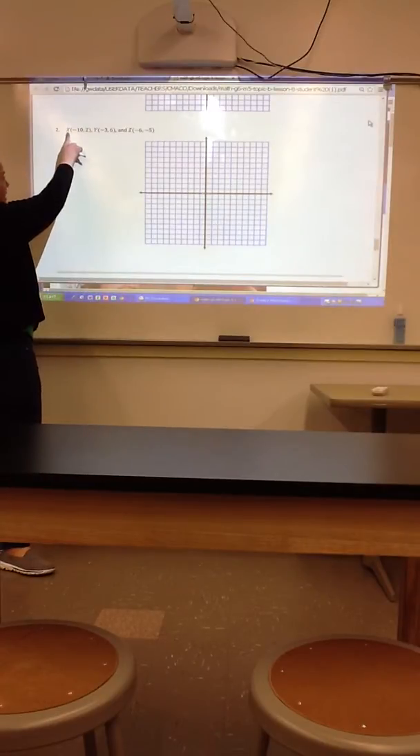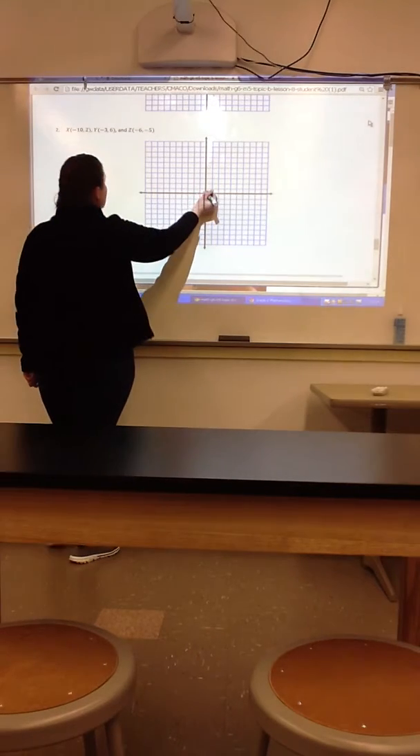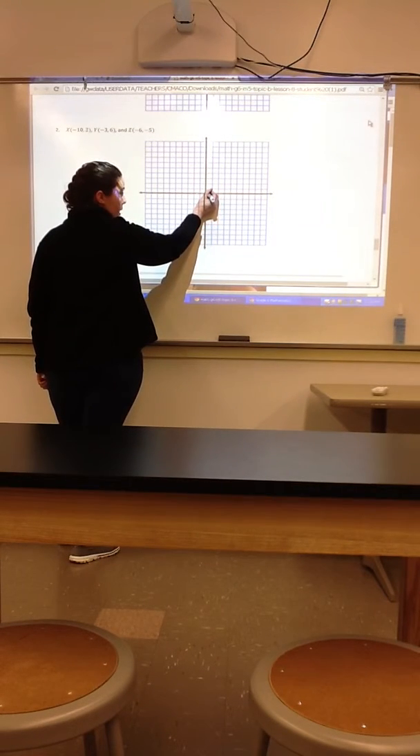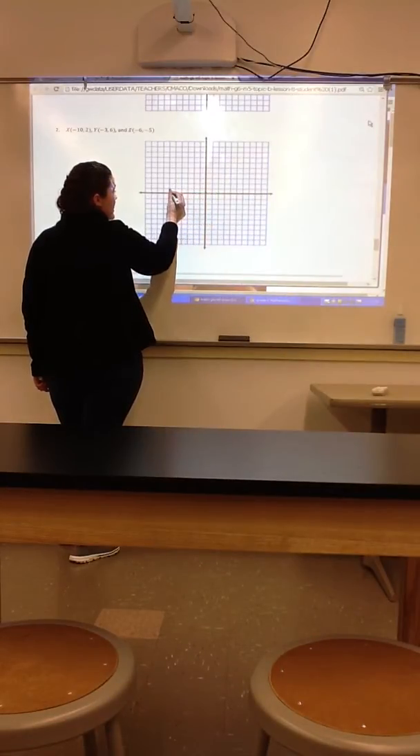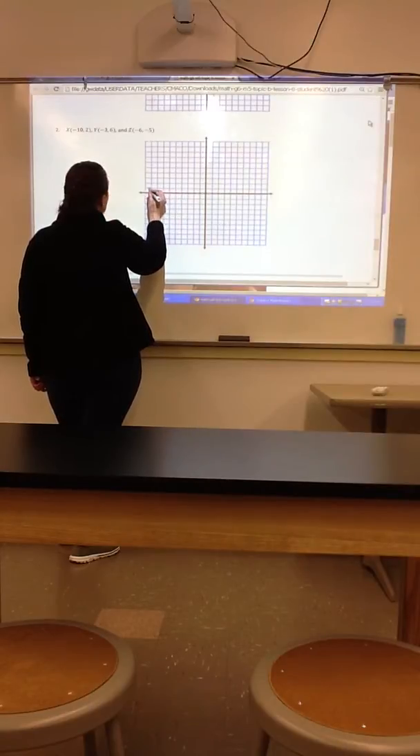So my first point is X, which is going to be at (-10, 2). I want to start at my origin and count over to the left 10 because it's negative: 1, 2, 3, 4, 5, 6, 7, 8, 9, 10, up 1, 2.